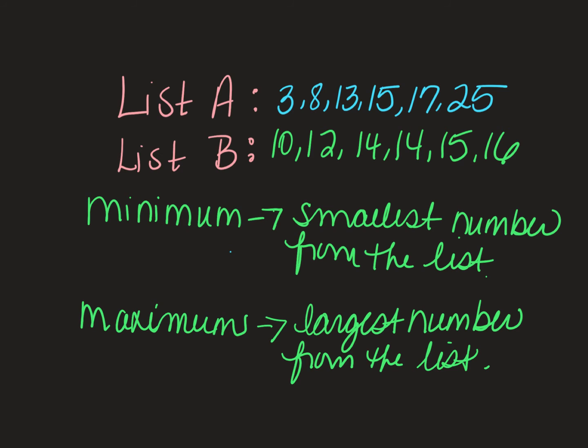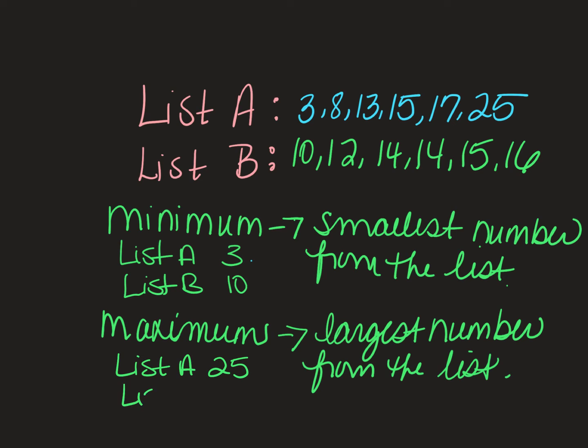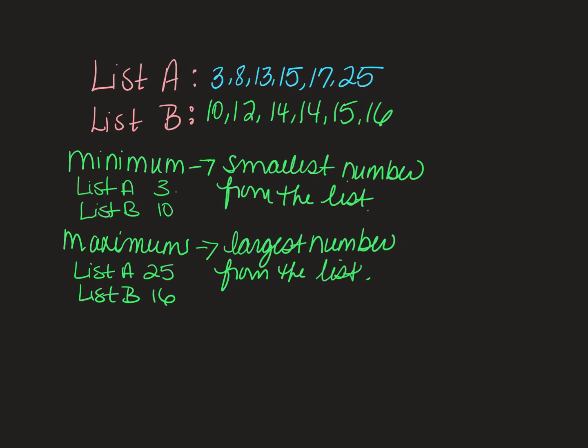Okay, so in this case, what is the minimum? For list A, it is 3. List B, 10. Okay, everyone agree? Yeah. Okay, what is the maximum for list A? 25. 25, and the maximum for list B? 16. Everybody understand that? Median.